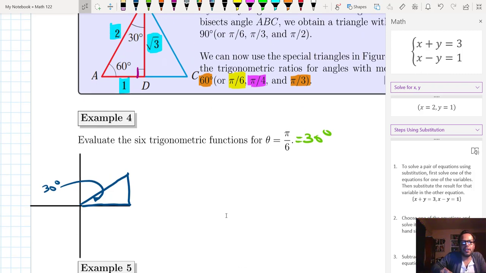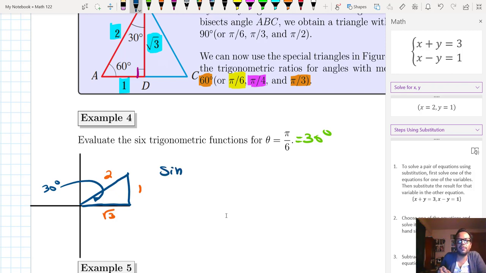Notice the 30-degree angle that I'm circling is a smaller angle than 60 is, right? So in this case, look at the orientation of the triangle. This will be 1, 2, and root of 3. Okay, that's enough information, right, to find the ratios of the 6 trigonometric functions.